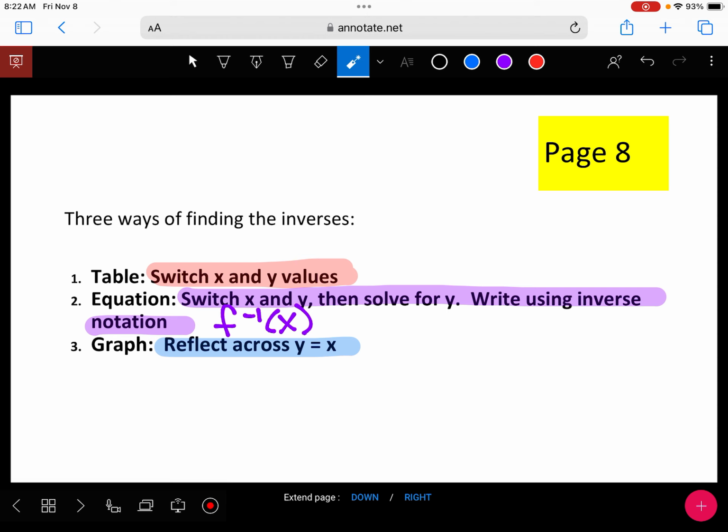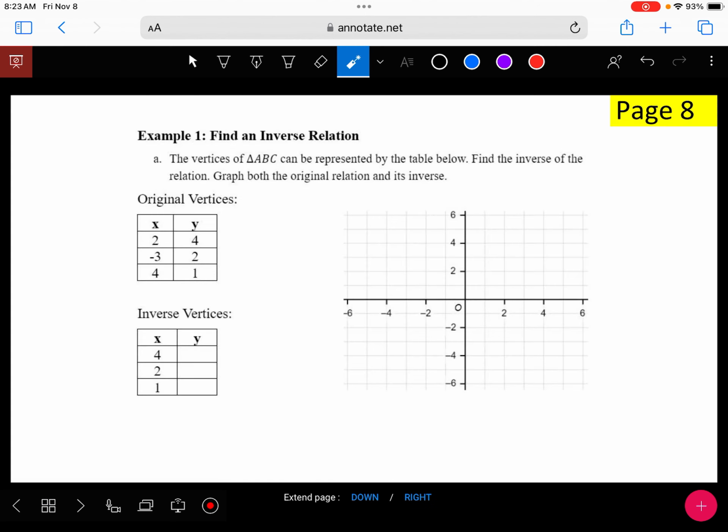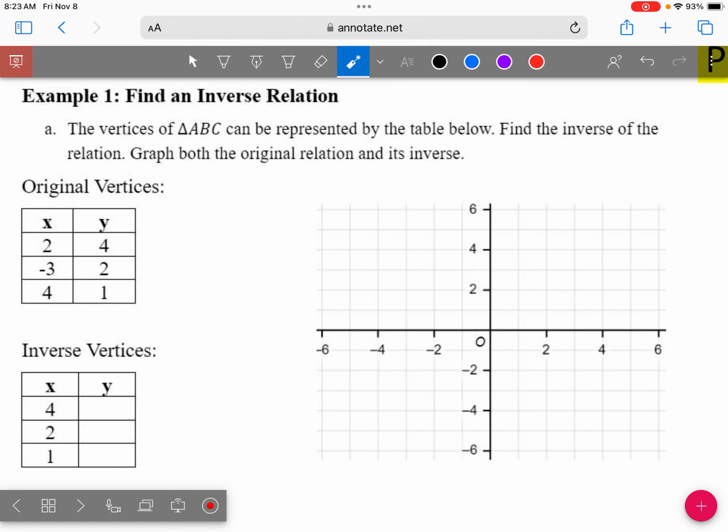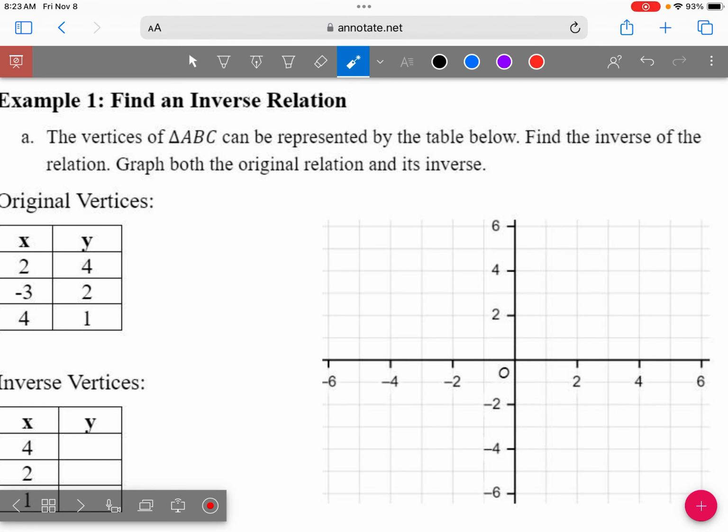Does anybody need more time to copy down this information on page 8? All right, well, let's get started. So it says the vertices of triangle ABC can be represented by the table below. We're going to find the inverse and then graph the original and the inverse. So let's start off by graphing the original. So pick up a color and graph the original.